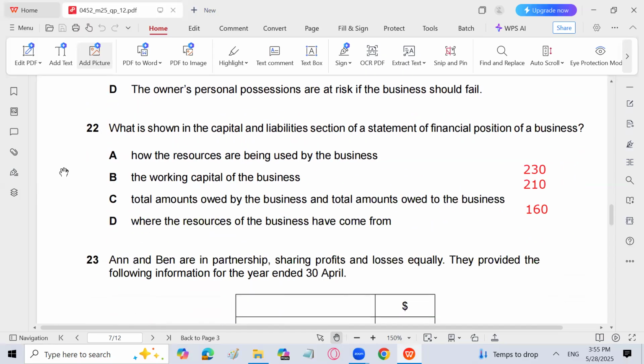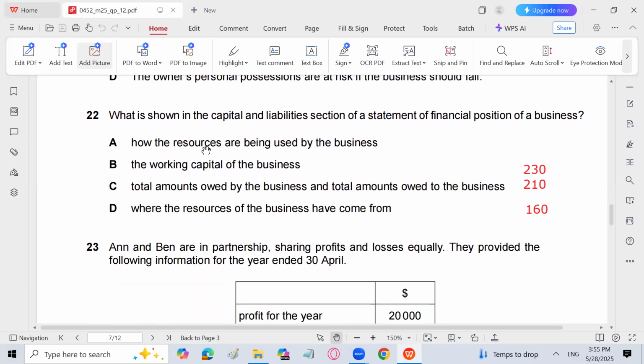What is shown in the capital and liability section of the statement of financial position of a business? Resources being used by the business, the working capital of the business, total amount owed by the business and total amount owed to the business, where the resources of the business have come from. So C is the answer. In the statement of financial position, we used to write... no. What is shown in the capital and liability section? Okay, sorry. Total amount owed by the business, total amount owed to the business. No, owed by the business. So where the resources of the business have come from?